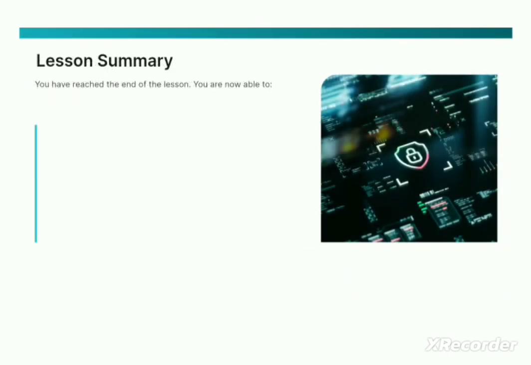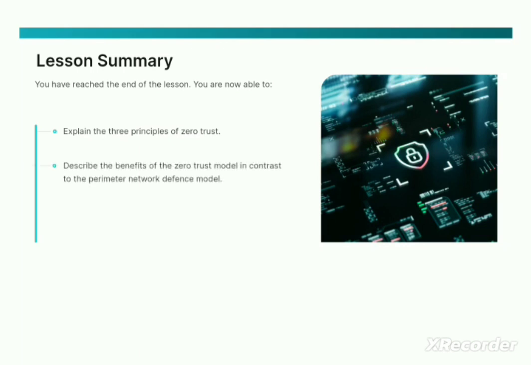You have reached the end of the lesson. You are now able to explain 3 principles of zero trust. Describe the benefits of the zero trust model in contrast to the perimeter network defense model. Describe some of the methods to implement zero trust security.